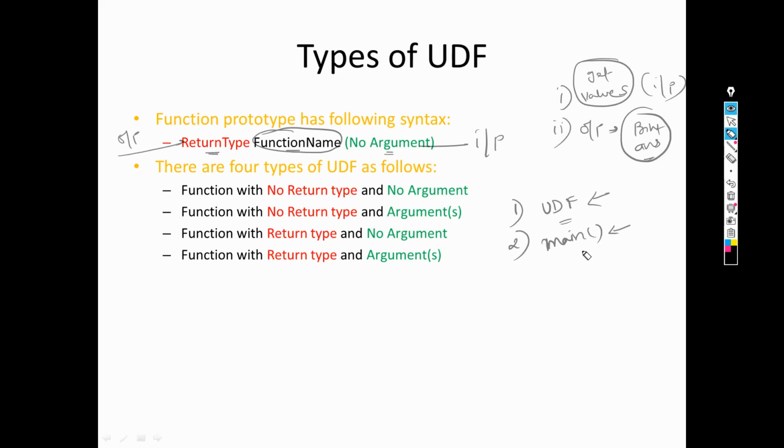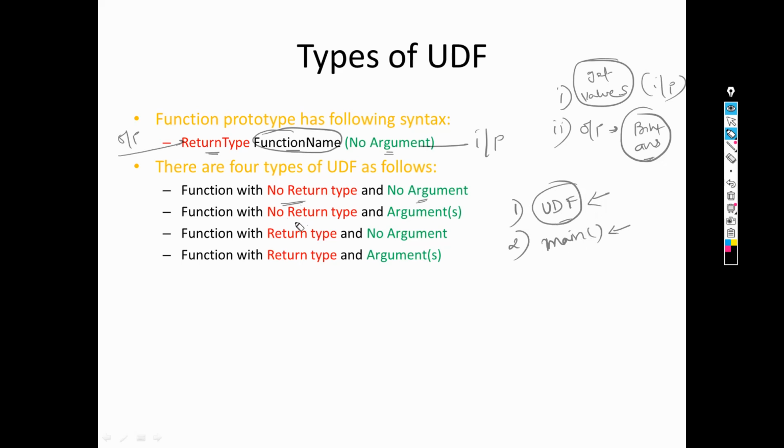Where we are going to take the value and where we are going to print the answer purely depends on the return type and argument. Based on these two parameters, there are four different categories or types of user defined function. The first is no return type and no argument. It means a function will not take any value and will not return any output. It may generate output, but it will not return that output to the main function. So the user defined function will not take any value from main, and it will not give any value to main.